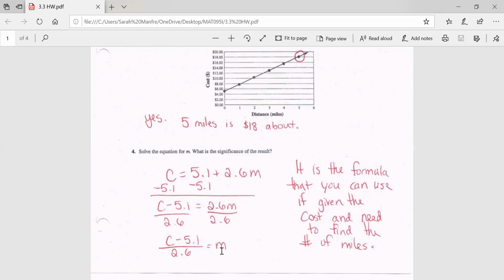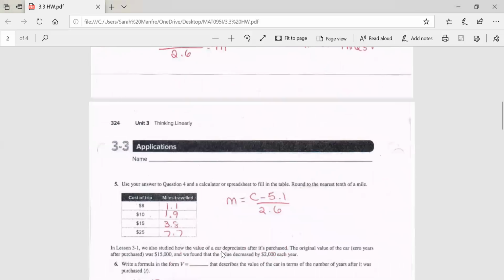So kind of like in question 2, when it said, well, what if the cost was $18, how many miles? This would have been a lot easier to do if you had done this equation already. So just something to keep in mind. All right, let's keep on going.